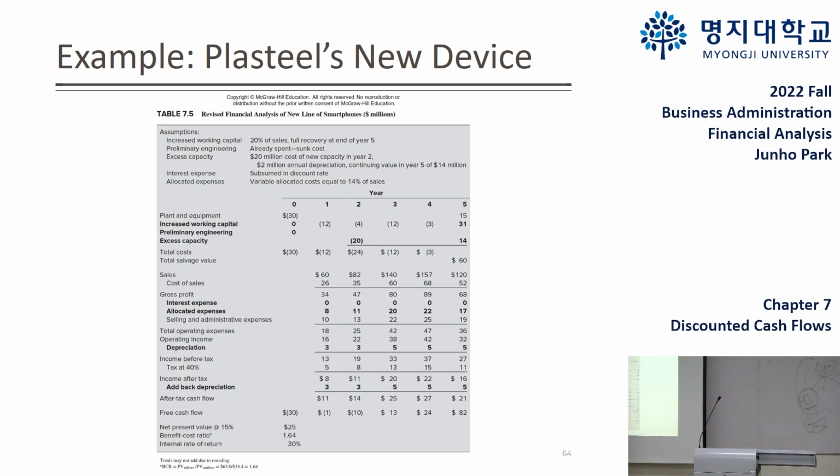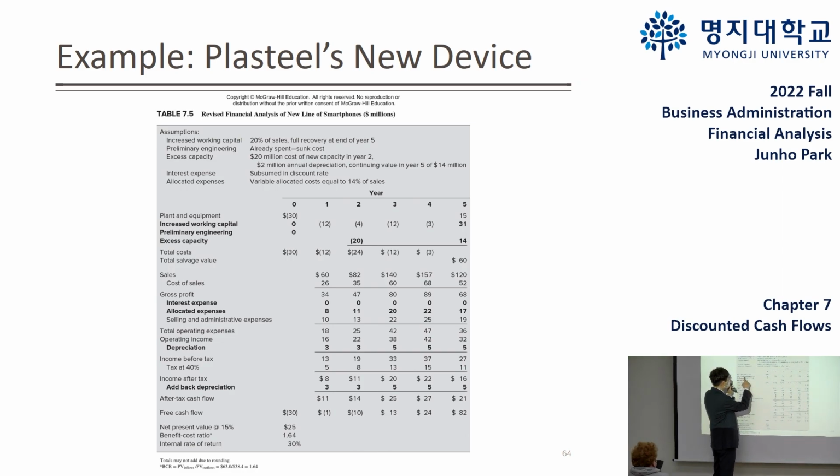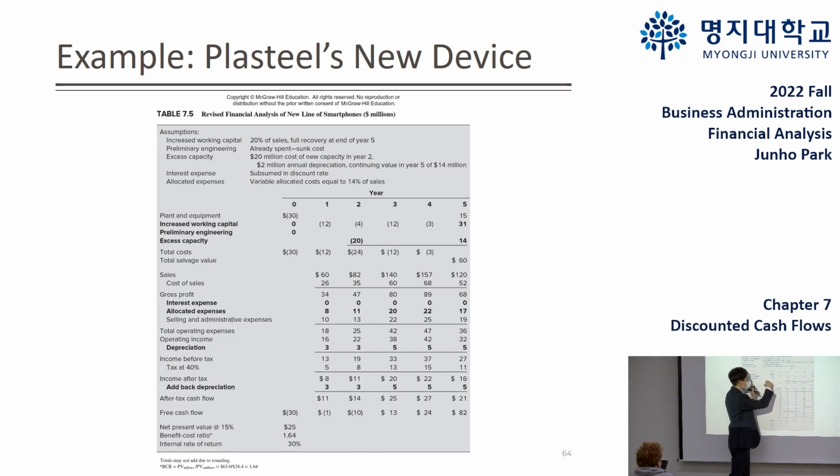So let me start from the beginning. We have a change in the working capital. As we already did, we are going to set the working capital as 20% of our total sales. Therefore, the required working capital changes every year, and then we have some negative cash flows. However, at the end, we are going to get all of the net working capital back. And second, we should not include preliminary engineering, even though we already spent it, because this is a sunk cost. So we set 0 for this.